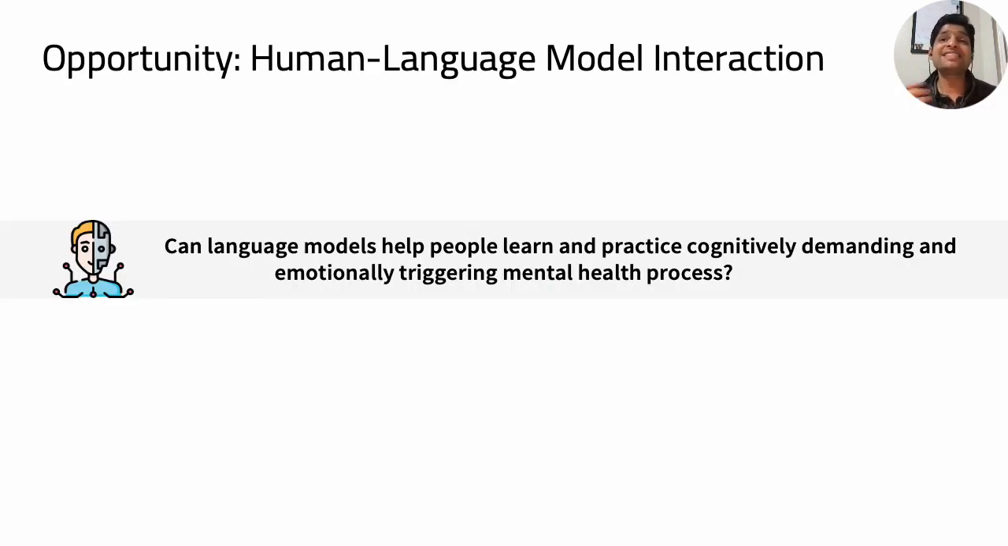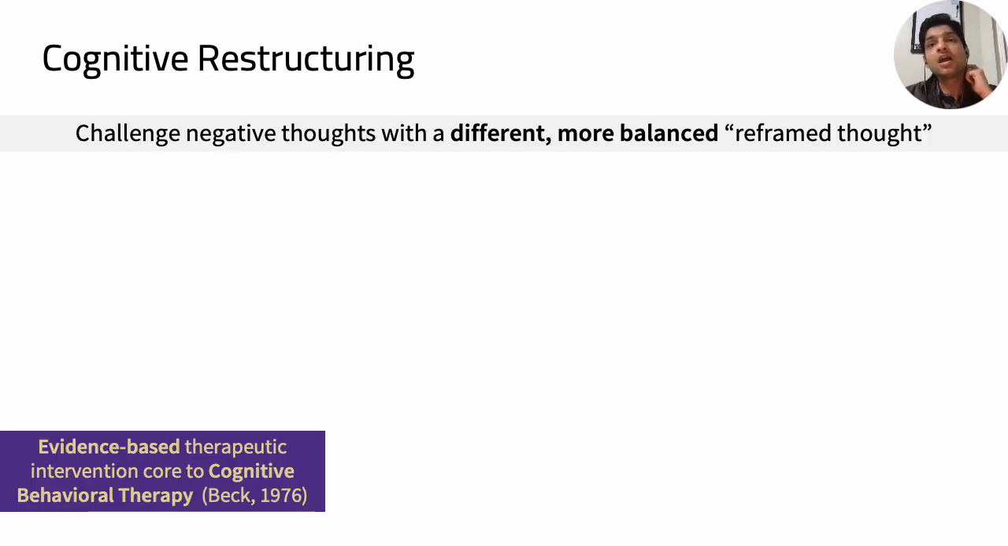So in this paper, we see human language model interaction as an opportunity to support self-guided mental health interventions. So we ask, can language models help people learn and practice cognitively demanding and emotionally triggering mental health processes? Here we take cognitive restructuring as a case study.